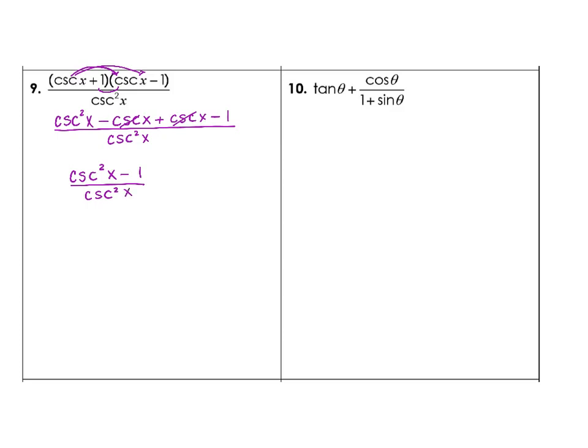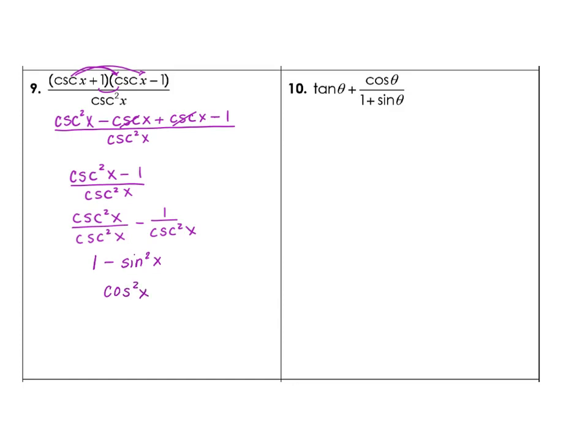And for this one, we can simplify it a couple of different ways. One way, a lot of times people want to decompose this fraction into cosecant squared x over cosecant squared x minus 1 over cosecant squared x. You certainly can do that, and that's going to give us 1 minus sine squared. And again, 1 minus sine squared x is cosine squared x.